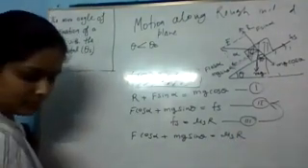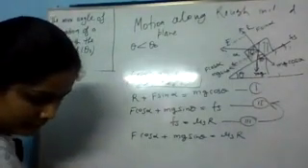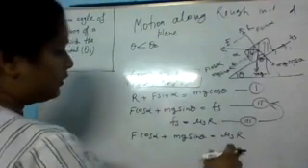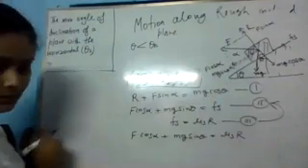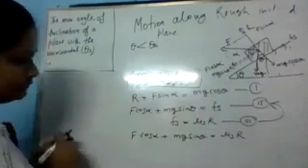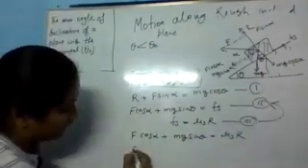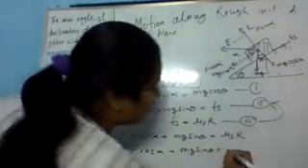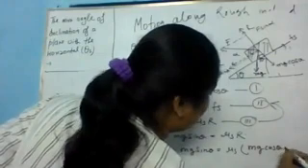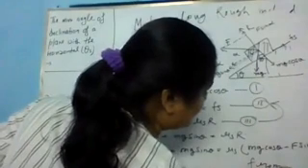Now, what can we do? We can put the value of r here. The value of r is mg cos theta minus f sin alpha. We can put this here from the equation first: F cos alpha plus mg sin theta equals mu s in bracket, mg cos theta minus f sin alpha, from the first equation.